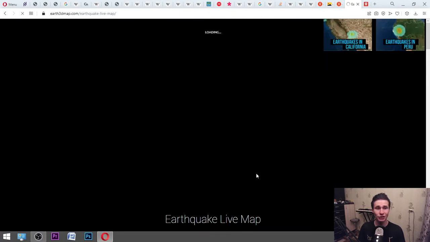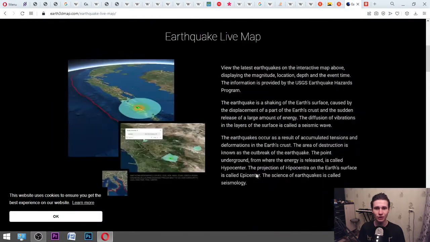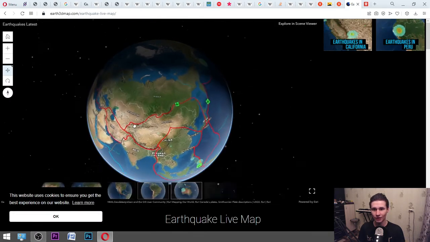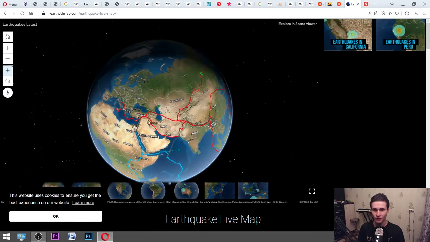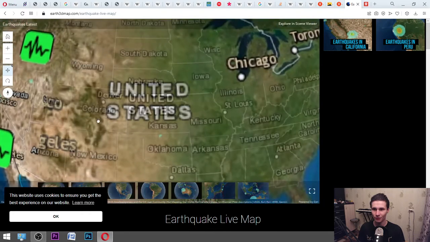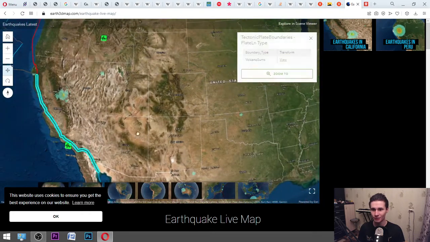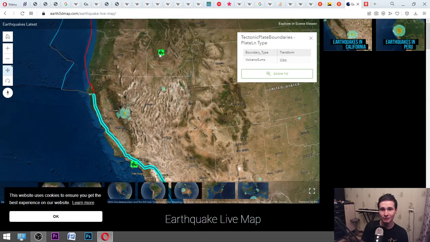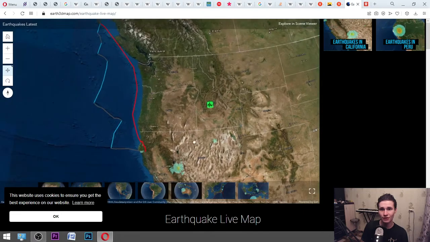And actually, what can we do? We see the objects on the map. Oh, we found it. What's happening right now? Let's take a look at the United States. We maybe see, wow, it is the specific characteristics. The tectonic plate boundaries. Plate type. Boundary type. And also here something.